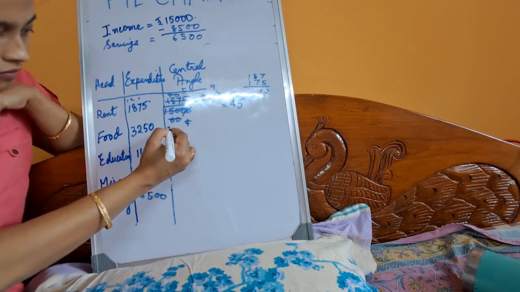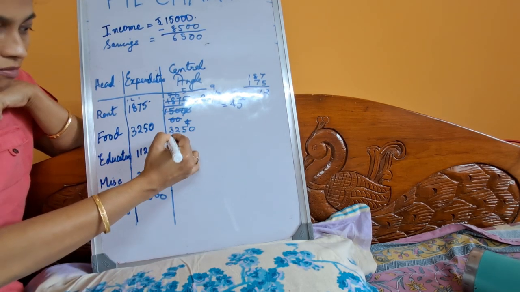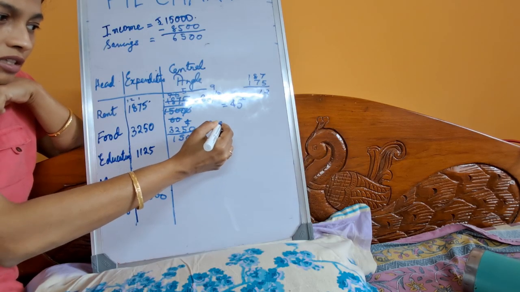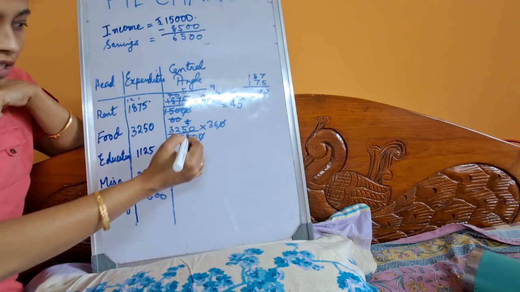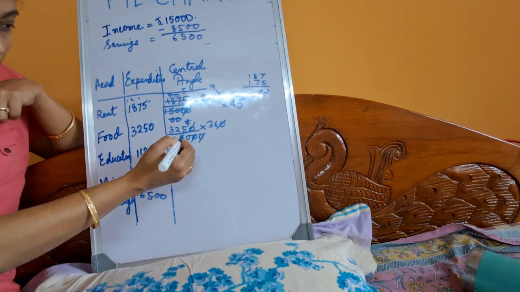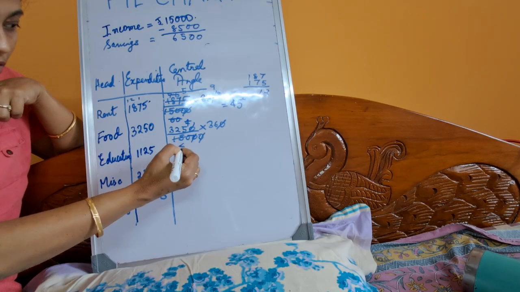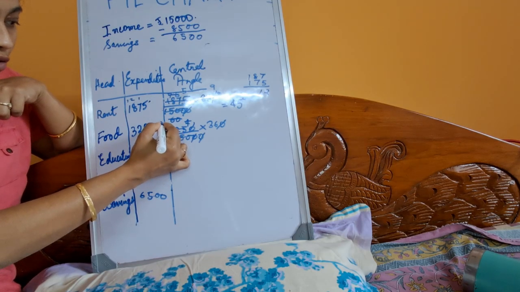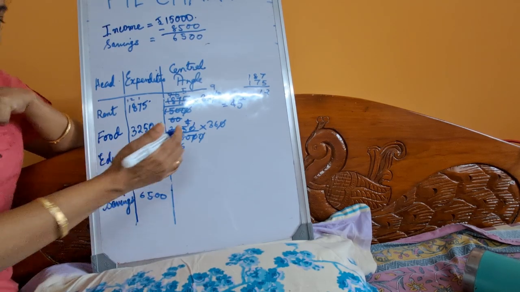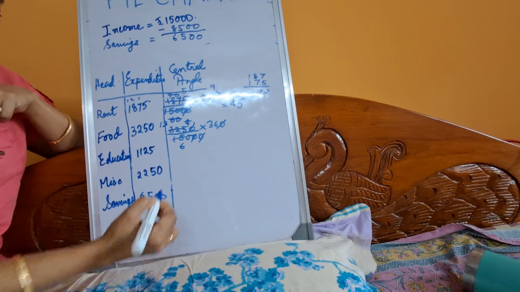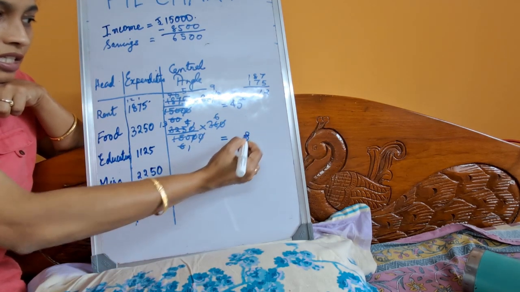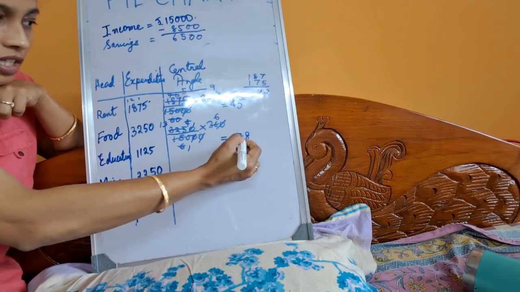Next angle, 3250 by 15,000 into 360. Again cut the zeros. They are again both divisible by 25. So this goes 6 times, this goes 130. 13 into 6 is 78 degree.